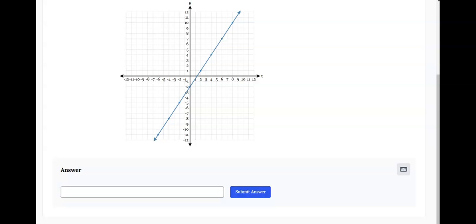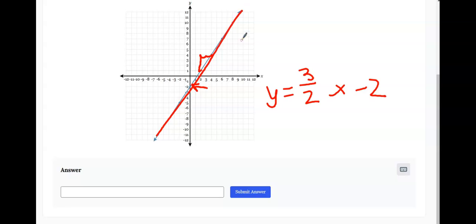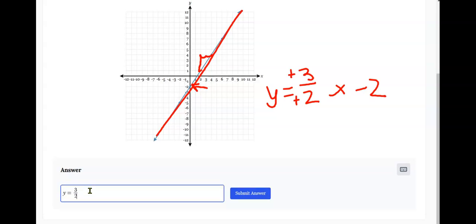Last one. The y-intercept is -2. The change in y is 1, 2, 3. The change in x is 2. Our line is definitely increasing or going uphill, so our slope should have 2 positives. Y equals 3/2 x minus 2.